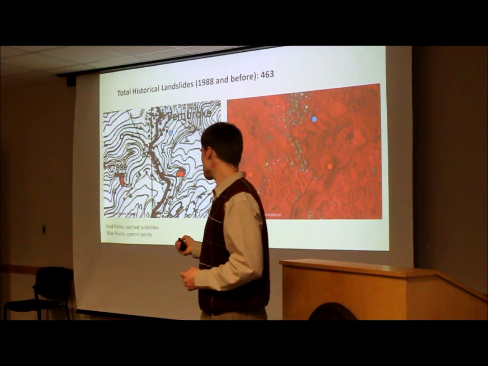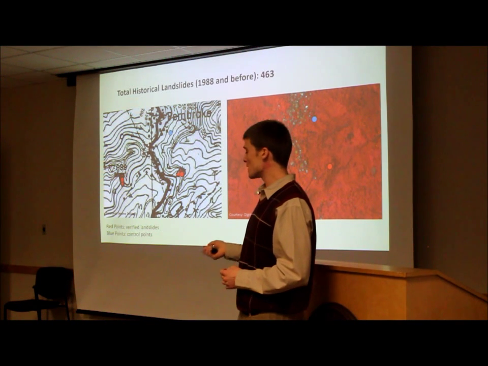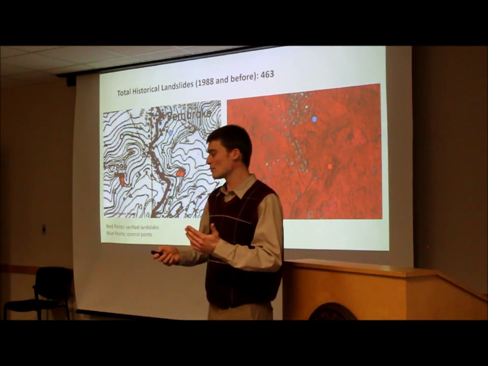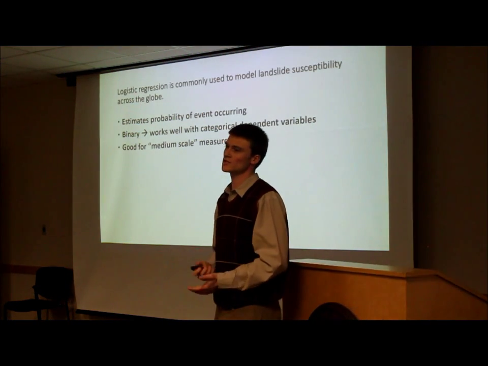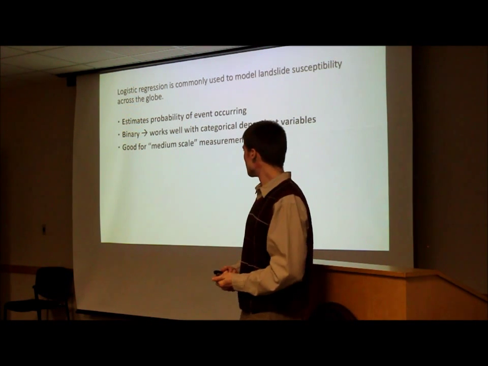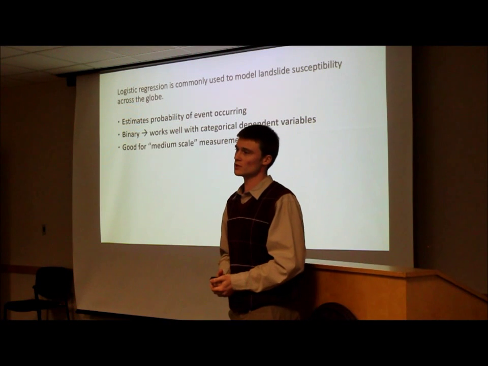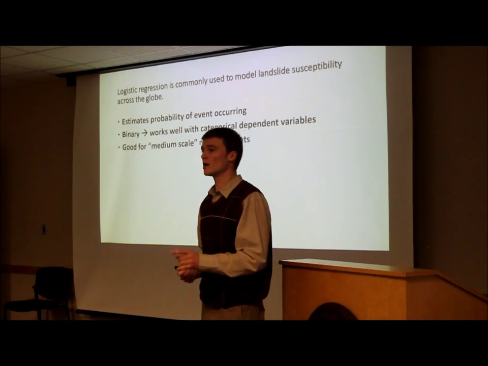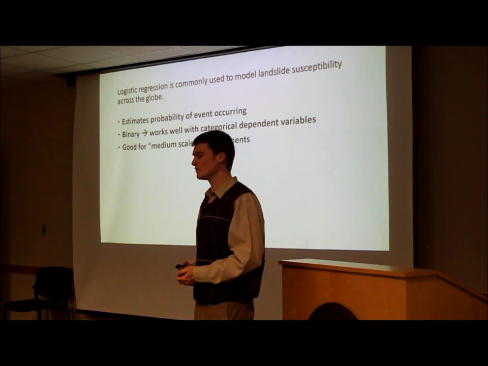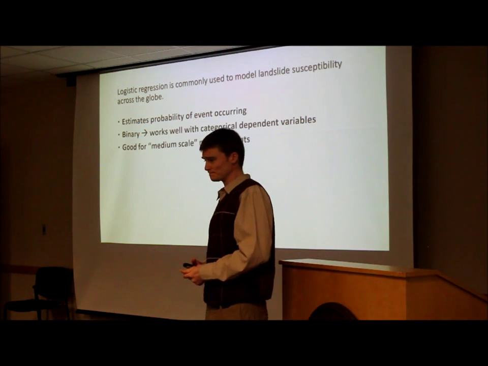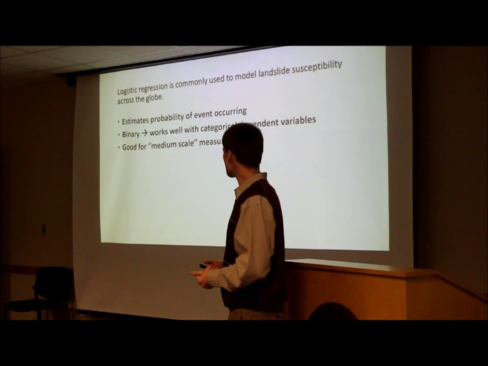So we digitized the landslide events on the PDF, and we came up with a total data set of 463 historical landslides. After we got this historical landslide data set, we ran logistic regression on our model. Remember, we started off with two independent variables at first. One was slope and one was aspect.